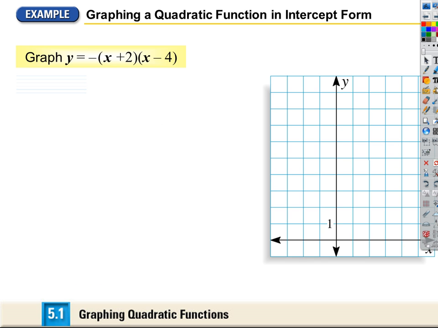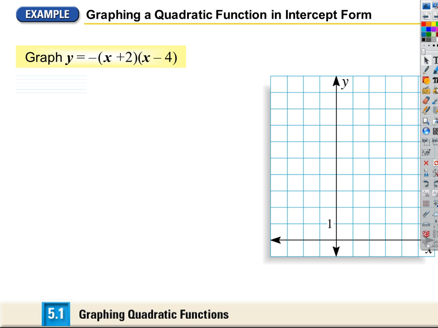So what about this one? Okay. So this is in intercept form, right? A times x minus P times x minus Q. So would you agree that A out in front there is negative 1? Right? P is the number that's being subtracted from X, and so it's opposite of that operation. So P is negative 2, Q is positive 4, agree? Everybody see that? That's a little tricky.